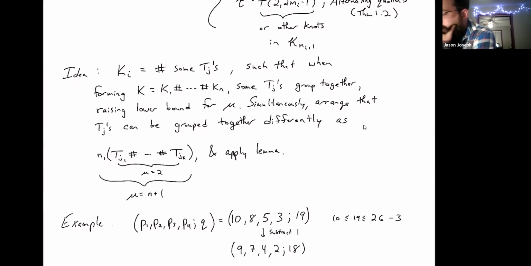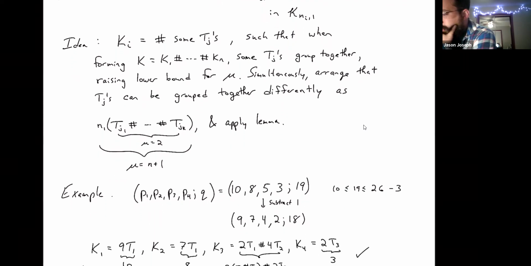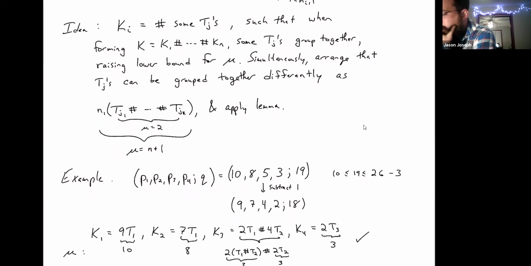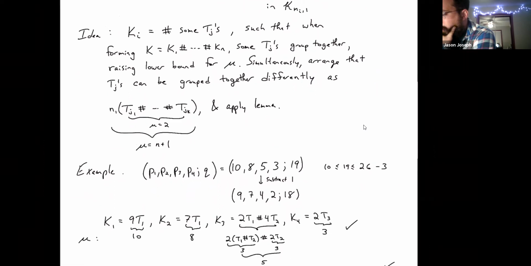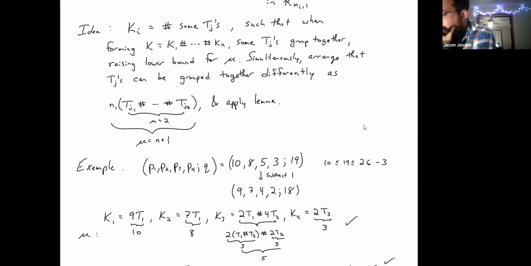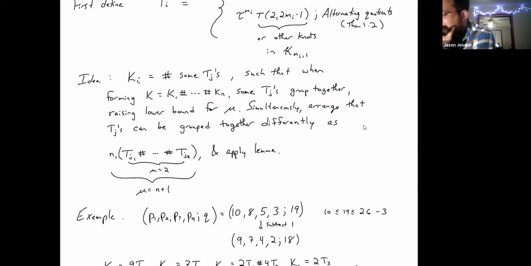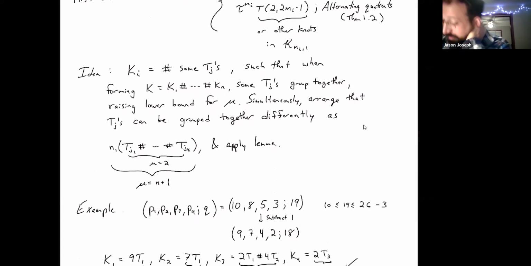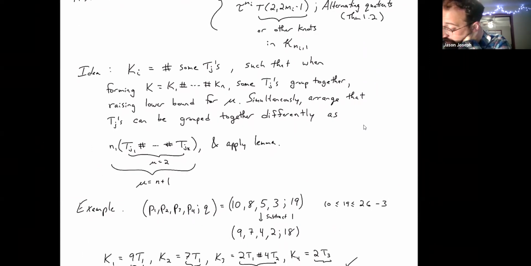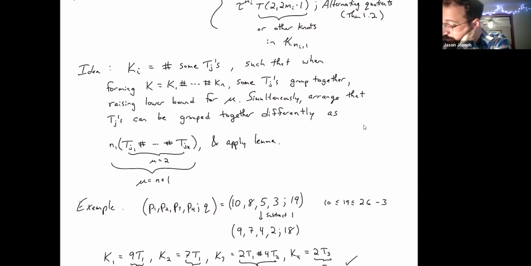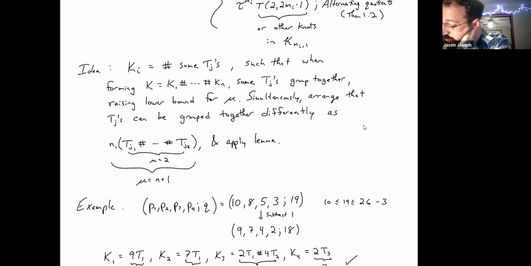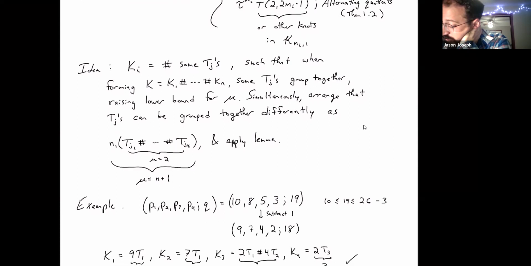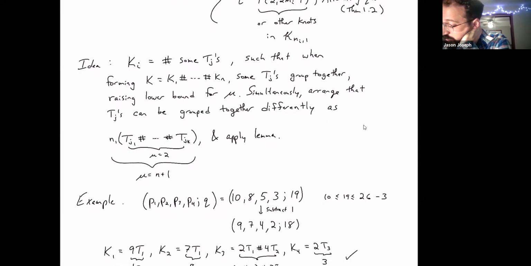Okay, so there's this annoying plus 1 thing with all of the lower bounds. So first subtract 1, just for my own sanity. And now K1 is going to be 9 copies of T1. K2 is 7 copies of T1. K3 is 2 T1s and 4 T2s, and K4 is 2 T3s.